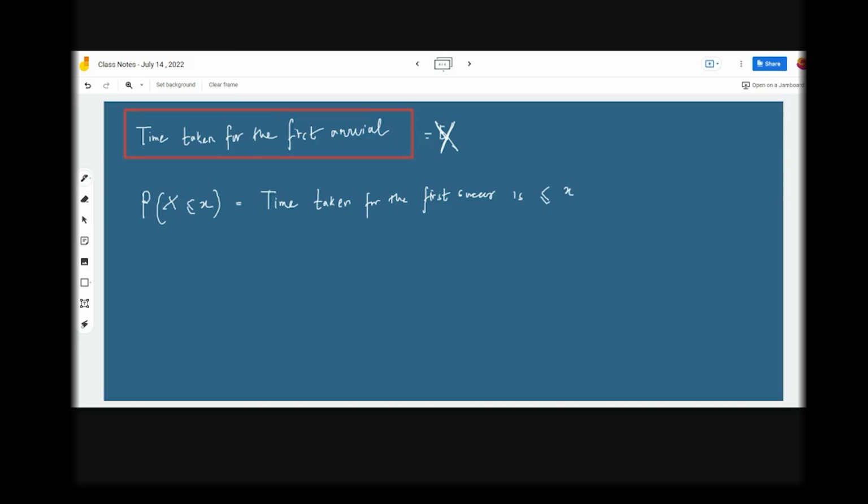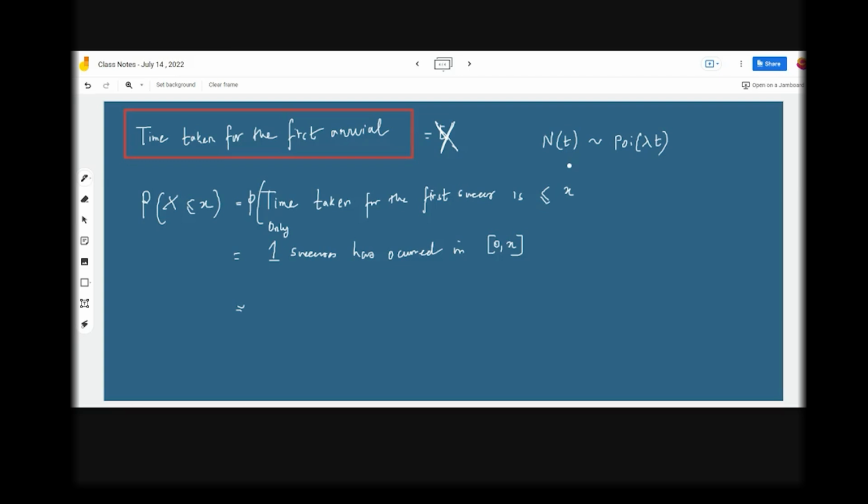Now understand, you know that N(t), the number of successes till time t, follows Poisson(lambda t). You know this, okay? Let's try to apply it here. The time taken for the first success is less than or equal to x. That means one success has occurred. Only one success occurred in the 0 to x time interval, right? Only one. Did you understand this, all of you? Great.